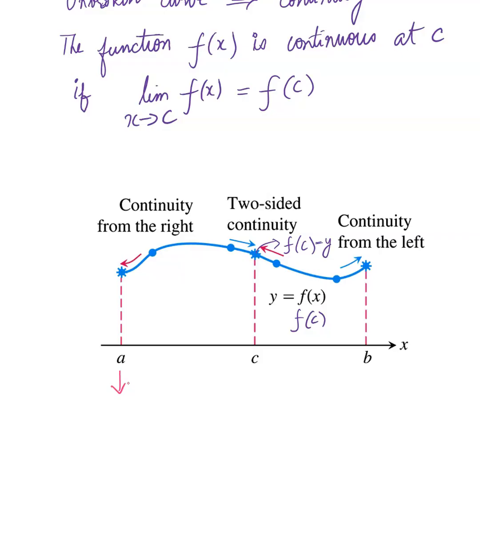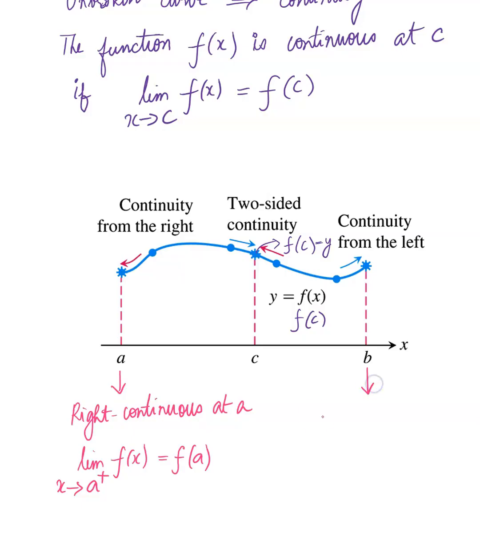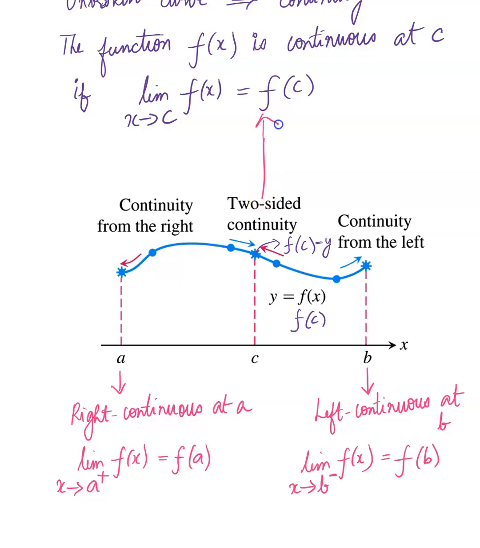Now, A has one-sided continuity. Because we are approaching from the right, this is right continuous at A. That means if you took the limit of f of x as x approaches A from the right, A plus, that will give us f of A. And for B, that will be left continuous, so it's one-sided, which can be written as the limit of f of x as x approaches B from the left, B minus, will be f of B, because it's the function at that value B. So that is the general idea. And of course, two-sided continuity would indicate the definition we have up here.